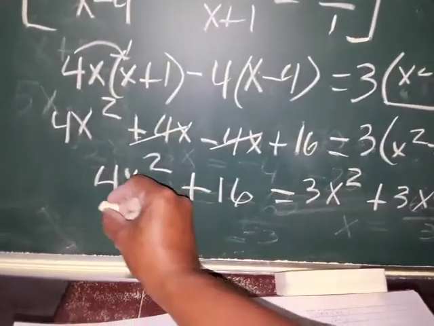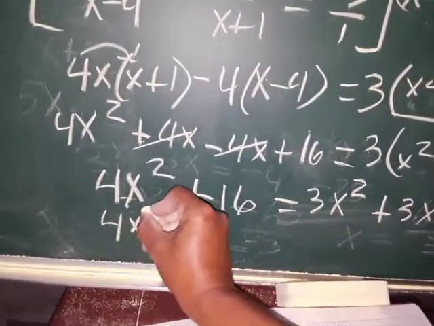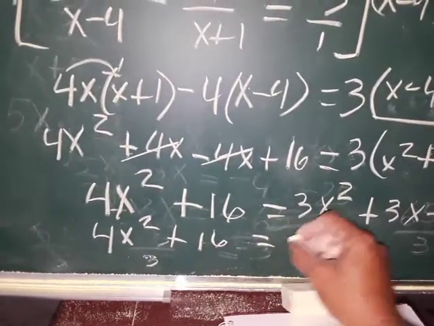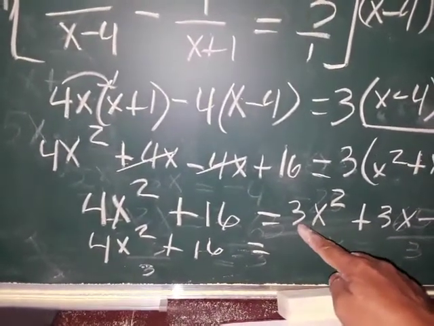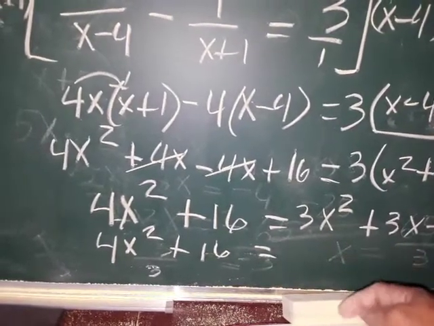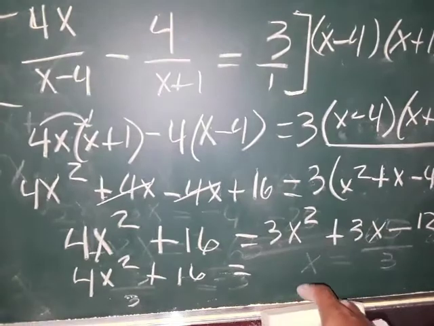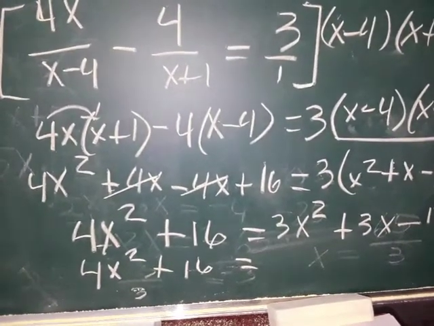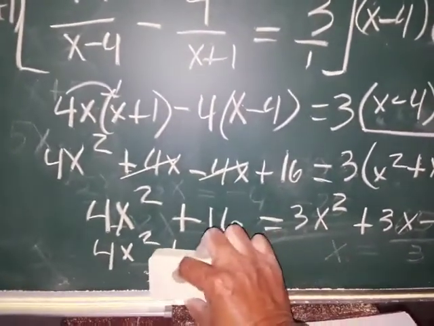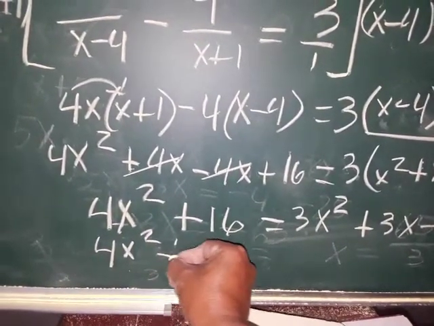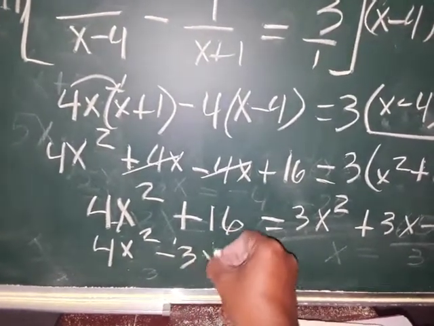So we have 4x squared plus 16 is equal to, sorry guys, let's combine them all. So let's remove this, transpose with this, negative 3x squared.